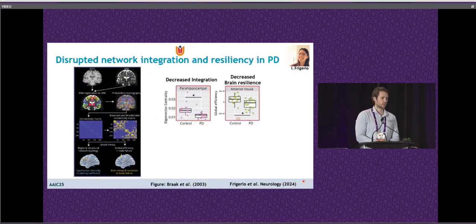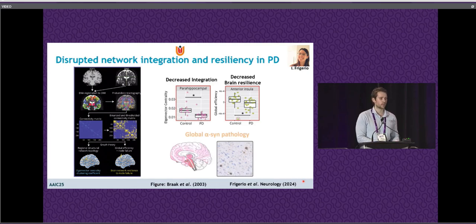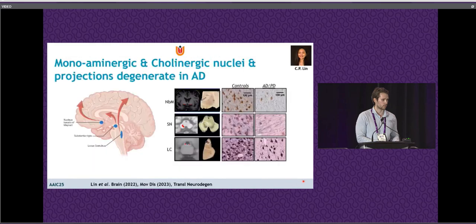And what she found was a decreased integration and decreased brain resiliency, specifically in the parahippocampal and anterior insula. These network disruptions weren't associated with local pathology, but rather with global alpha-synuclein pathology. And we're now currently still looking into this association.